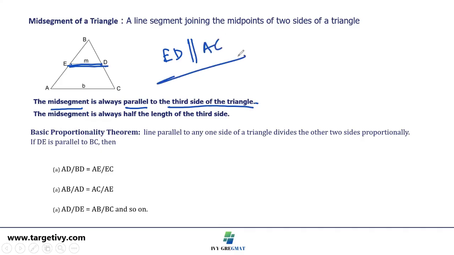Here also, this is one point. The other point is the mid segment is always half the length of the third side. So ED is half of AC.